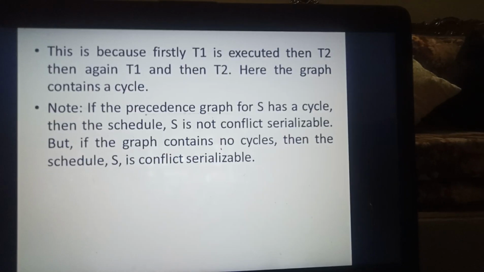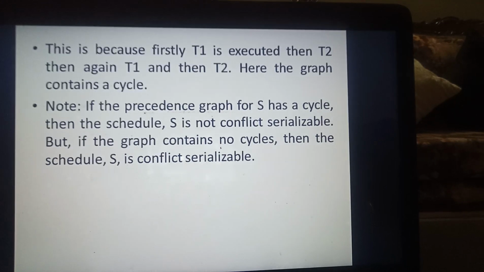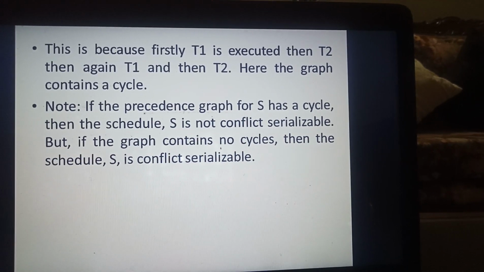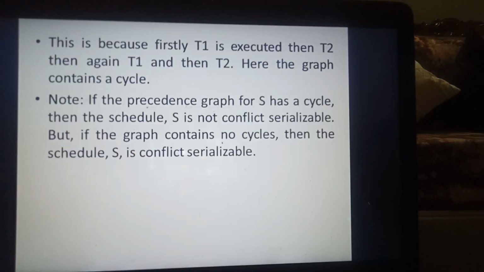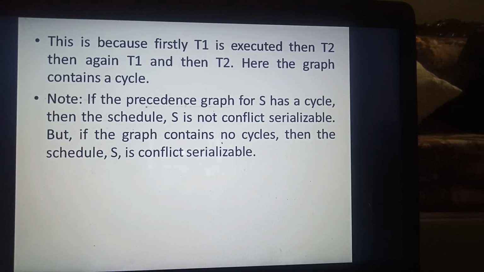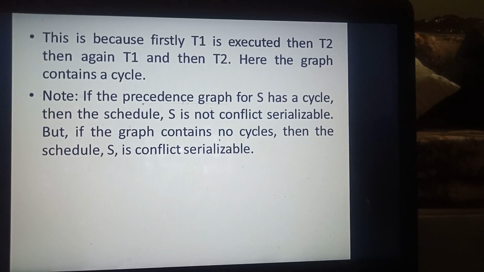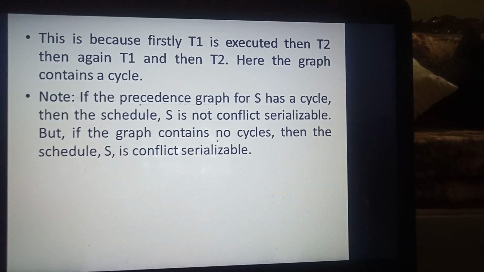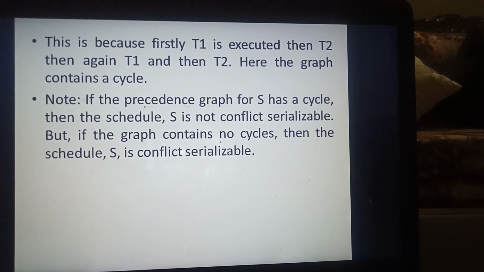So if the precedence graph for S has a cycle, then the schedule S is not conflict serializable. But if the graph contains no cycles, then the schedule S is conflict serializable. So you have to keep this in mind. If the precedence graph contains no cycles, then the schedule is conflict serializable. So that's how we can test for serializability.